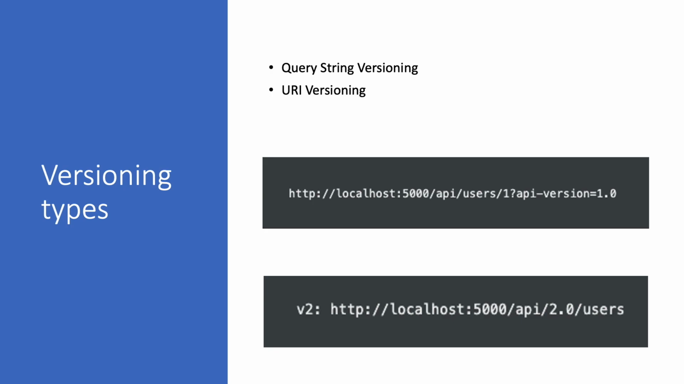The other one is we are actually specifying the number inside the URL. So API/2.0, for example, which means that we are referring to the second version of our API. And this is also a URL based versioning. So the first one is a query string, where we are appending a query string, and the other one is we're actually adding the version number to our main URL.